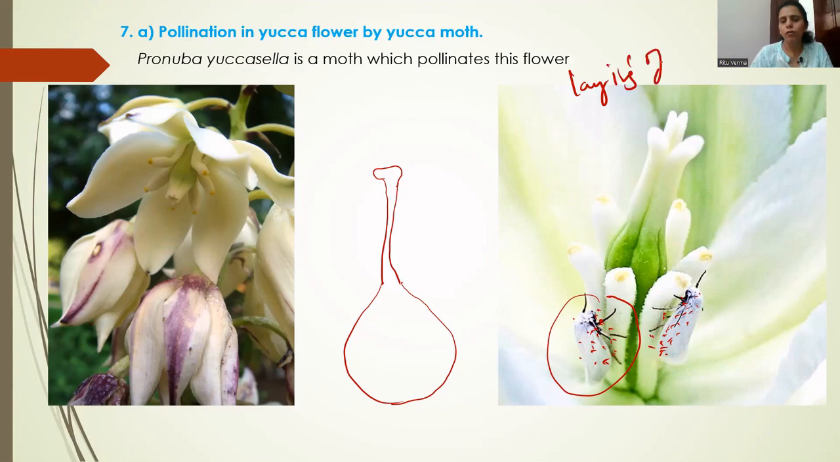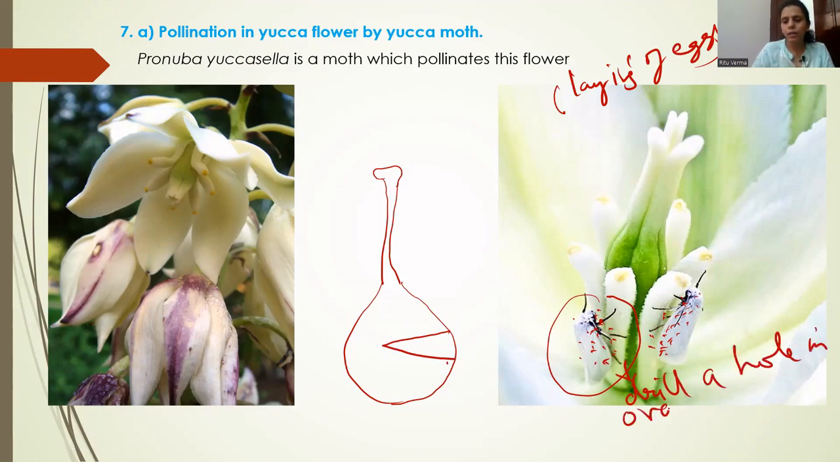Now, one of the very important stages in the life cycle of every insect is laying of eggs. These insects must have a safe place in order to lay eggs. Now how is this yucca moth adapted? This yucca moth drills a hole in the ovary of this yucca flower, and it lays its egg there in the ovary.